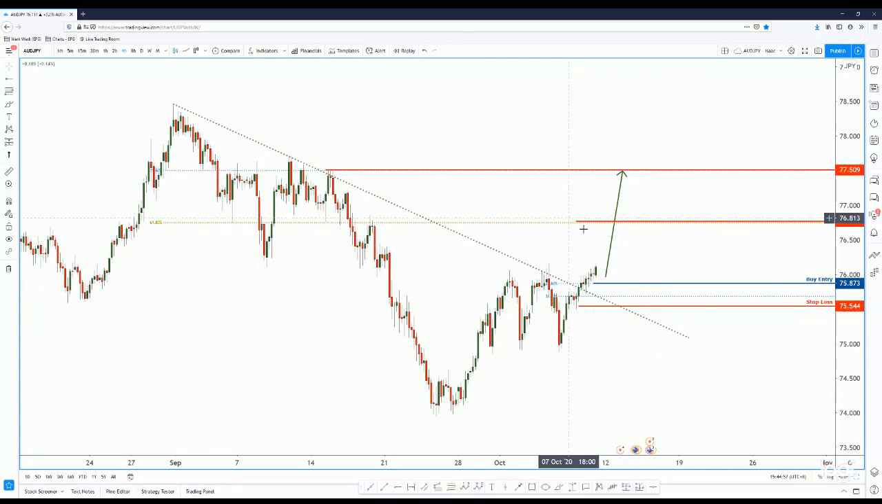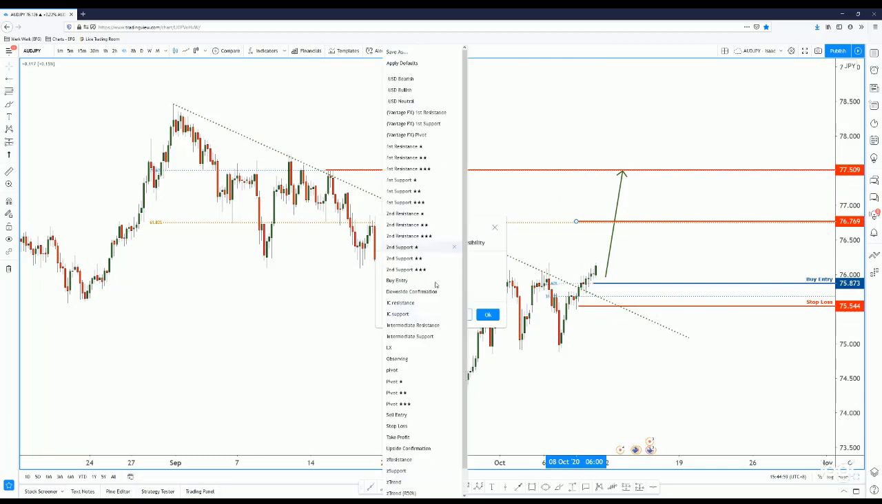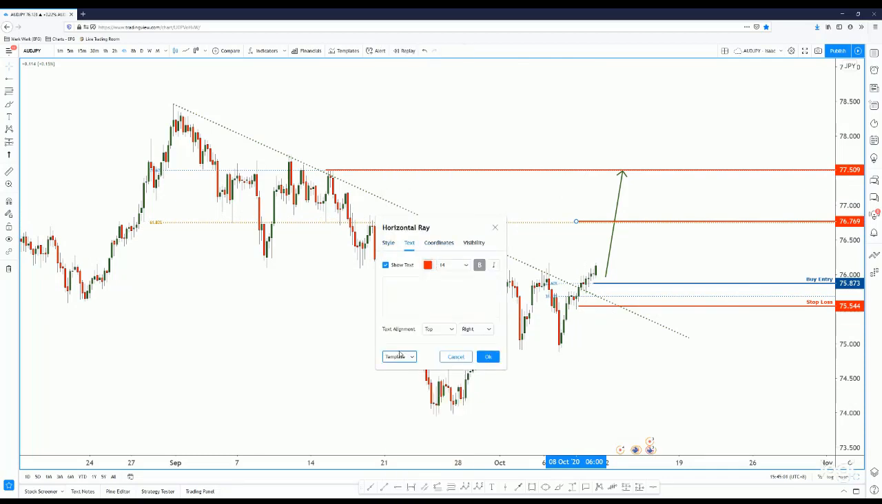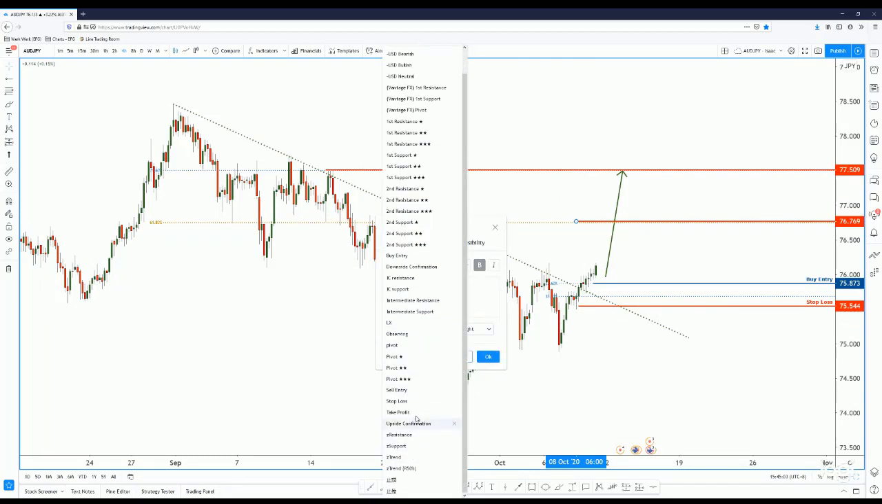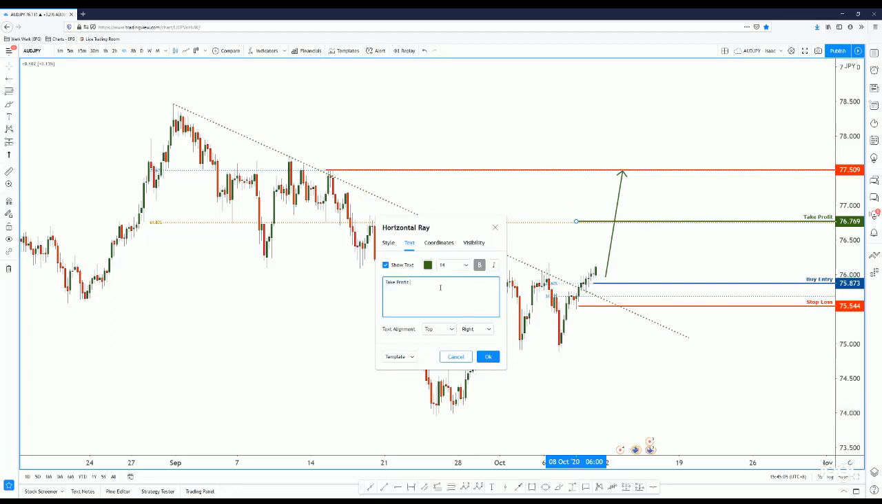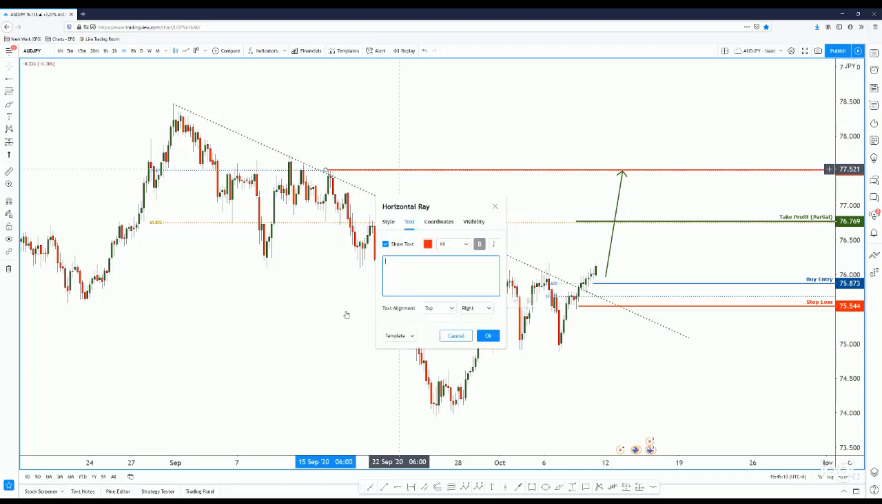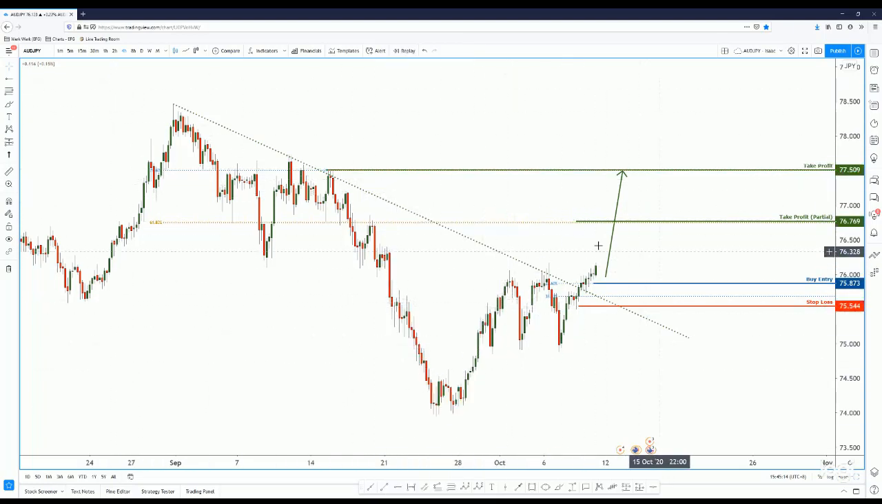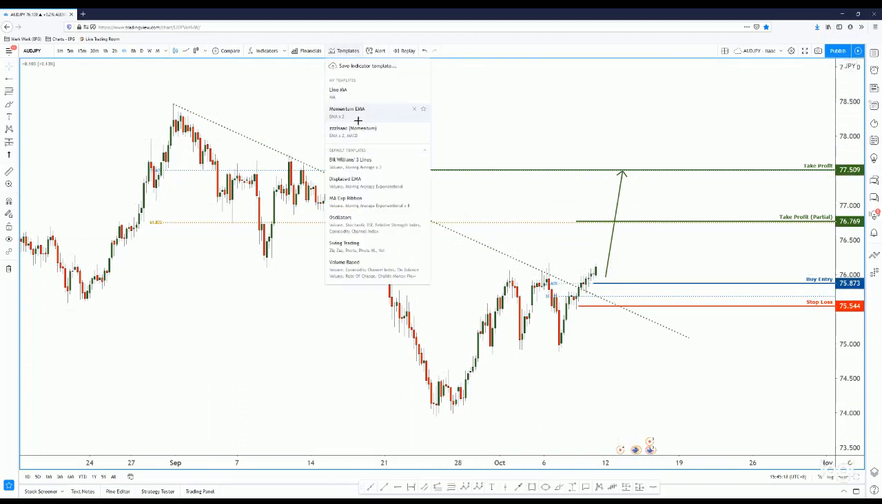So we have two take profit targets. This will be our partial take profit, and this will be our full take profit. So we can expect price to push up there.